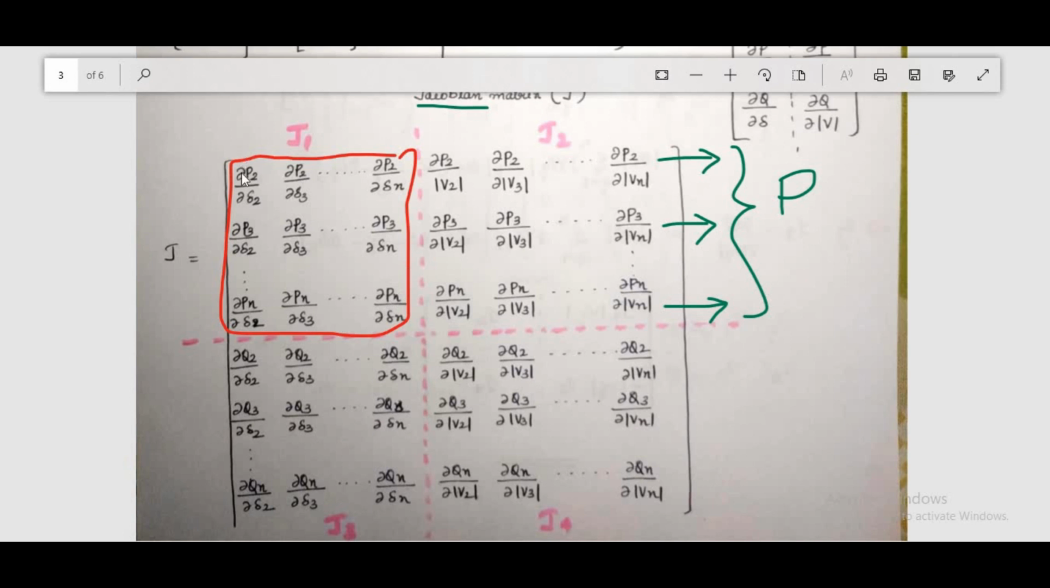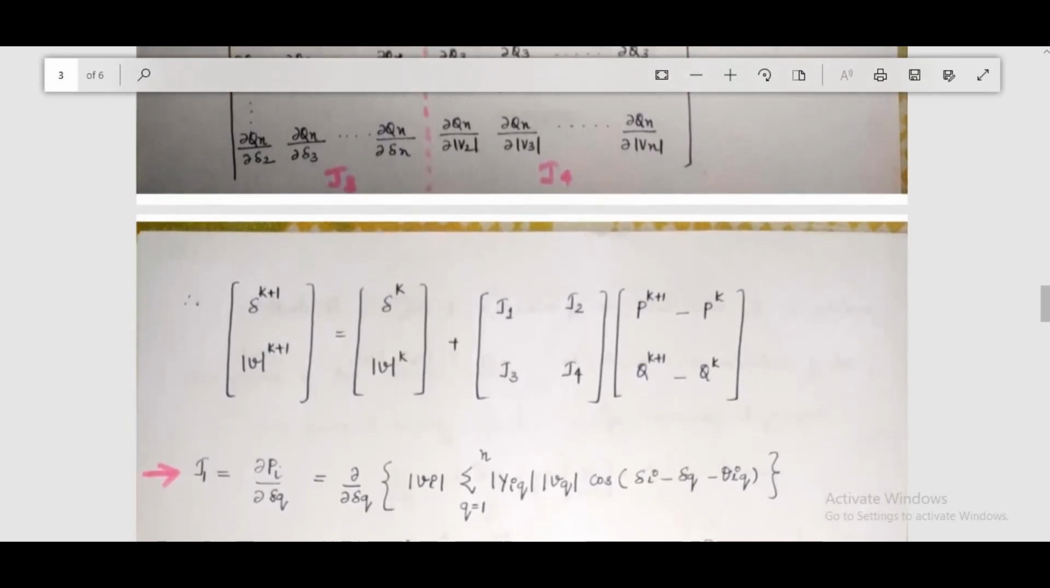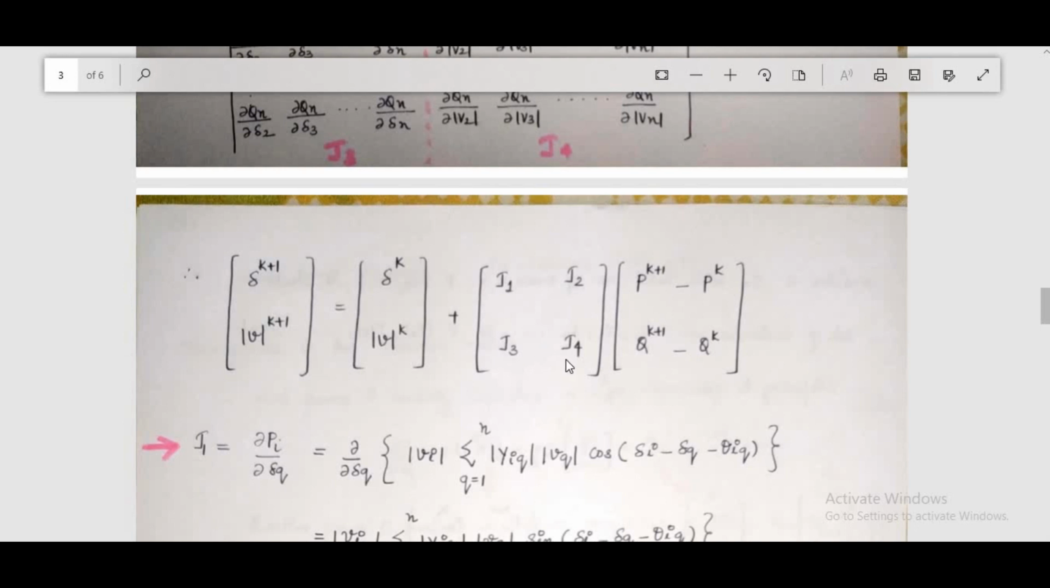These are all dou, we can generalize it as dou P by dou delta, isn't it? And this is called the first element of Jacobian, J1. And what about the second element of Jacobian? It is simply dou P by dou V. Okay, so it is the second element. And this is the third element of Jacobian, dou Q by dou delta. And this is the fourth element of the Jacobian, it is dou Q by dou V. Likewise, we have four main elements in the Jacobian, that is J1, J2, J3, J4.